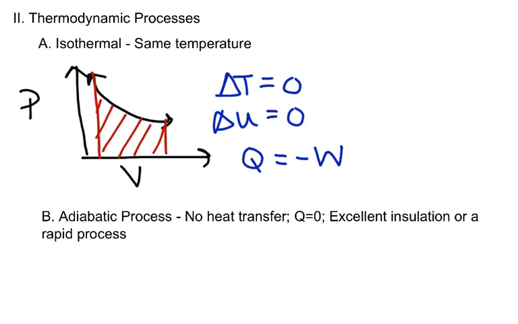Now, the next thermodynamic process is referred to as an adiabatic process. In this case, instead of the temperature being the same, there's no heat transfer, or in other words, Q is equal to 0. This would happen if you had some sort of excellent insulation, or some sort of very, very quick or rapid process where the volume expanded or contracted in a very, very short amount of time.